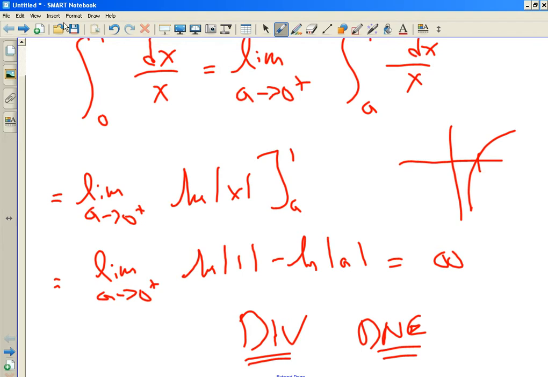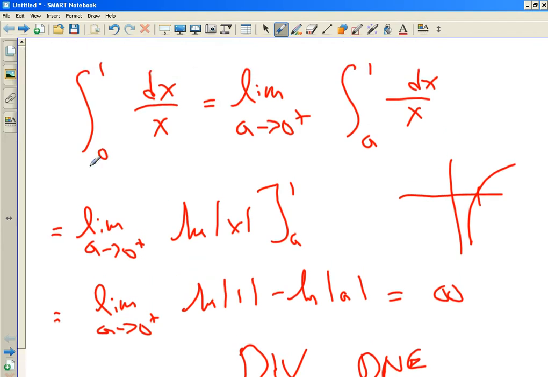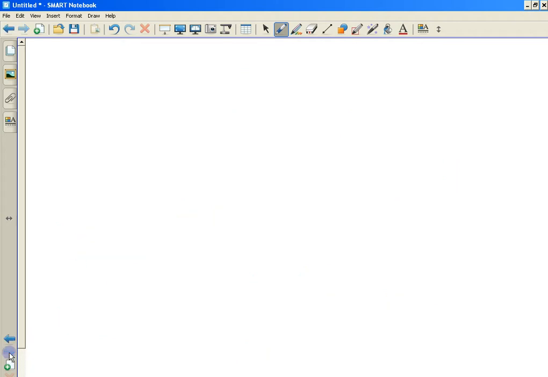Okay? Now, that doesn't mean that improper integrals always diverge, though. Some improper integrals actually do have a limit. So let's play around with this a little bit. All right, let's try this again. Now I'm going to do the integral from 1 to infinity of 1 over x dx. Now who's bad, A, B, or C? B is not a number. That's bad. But we can still rewrite it as a limit.